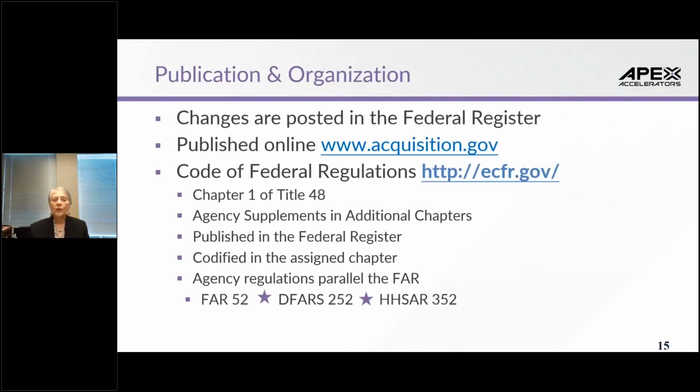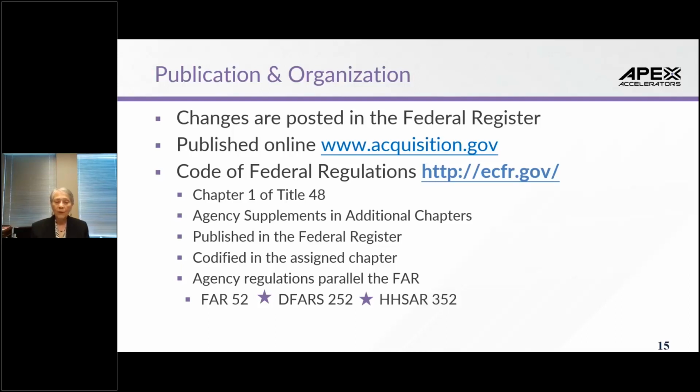So with the FAR, changes or proposed changes are posted in the Federal Register. Then it gets incorporated into the Code of Federal Regulations and the FAR, and it's published online at Acquisition Central. That's www.acquisition.gov, and in the Code of Federal Regulations, which you can find at ecfr.gov. So FAR is included in the Code of Federal Regulations. It's Chapter 1 of Title 48. The agency supplements to the FAR are published in additional chapters.